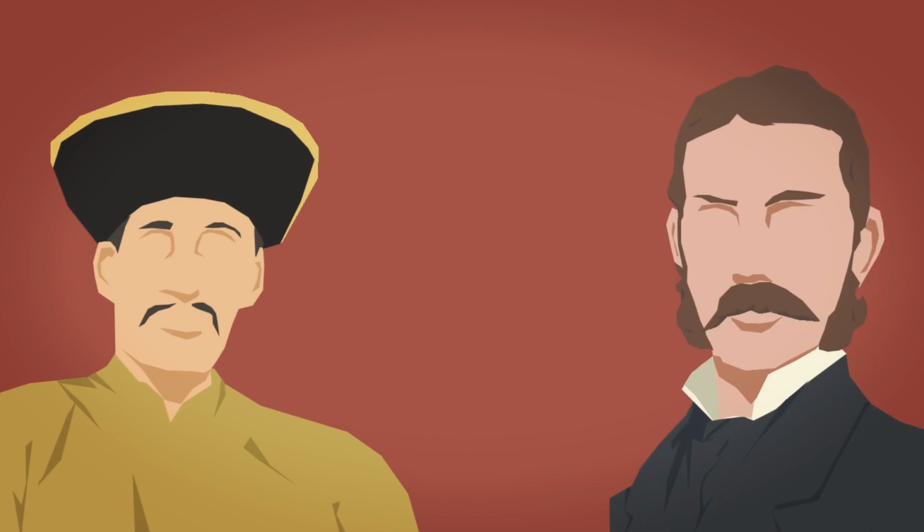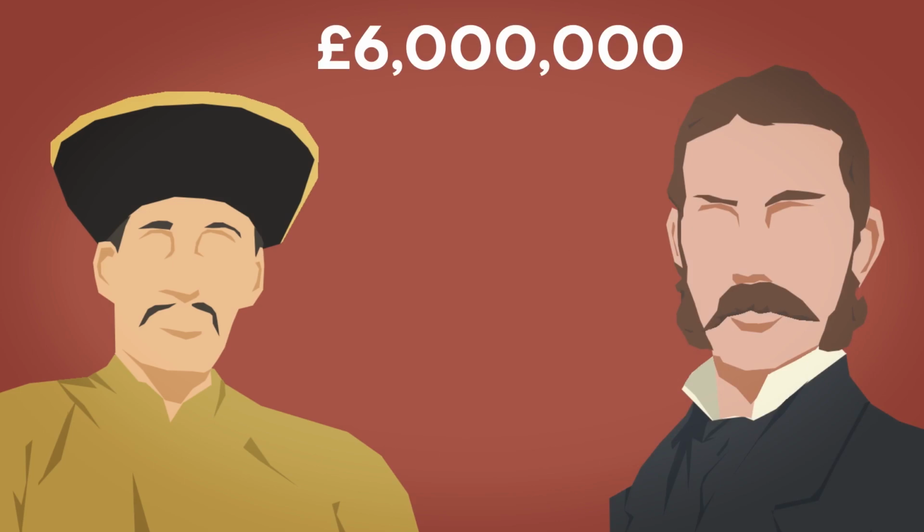Immediately, Qi Shan and Charles Elliot began to negotiate how to end this war. The figure of compensation was worked out to £6 million, but Qi Shan refused to cede any part of sovereign territory to the British, and so the negotiations fell apart.